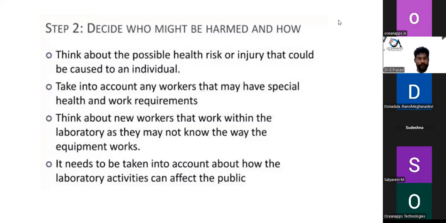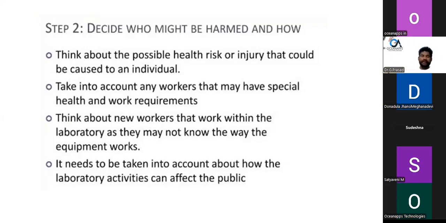నెక్స్ట్, థర్డ్ వన్, థింక్ అబౌట్ new workers that work within the laboratory as they may not know the way equipment works. ఓకే, ఒకవేళ కనుక అక్కడ ఏదైనా ఒక ప్రాసెస్ జరుగుతుంది, ఆ ప్రాసెస్లో ఏదైనా ల్యాబొరేటరీ ఎక్విప్మెంట్ ఉంటే ఆ ల్యాబొరేటరీ ఎక్విప్మెంట్ దగ్గర వర్కర్స్, ఆ వర్కర్స్ మనం స్కిల్డ్గా ఉన్నారా, అన్స్కిల్డ్గా ఉన్నారా. సో దాట్ యూ హ్యావ్ టు రిమెంబర్.